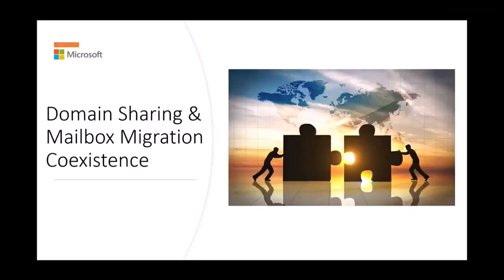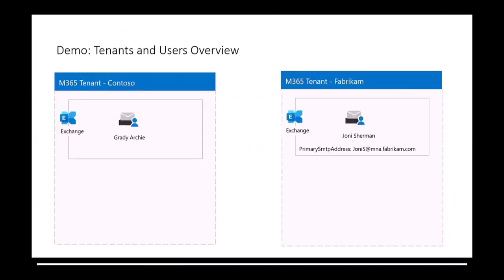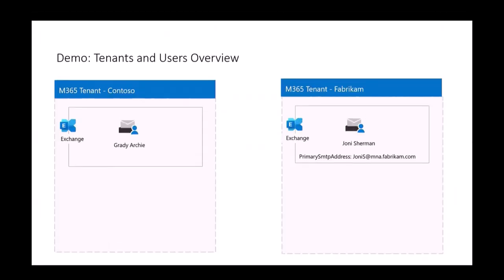Today, we will show you a demo on domain sharing and mailbox migration coexistence. Fabricam acquires Contoso. On day one, Contoso users need Fabricam branding. In order to achieve that, Fabricam needs to share its Fabricam domain with Contoso. We have a user named Joni Sherman in the Fabricam tenant, and a user named Grady Archie in the Contoso tenant. Grady is assigned with an email address that has the Fabricam domain.